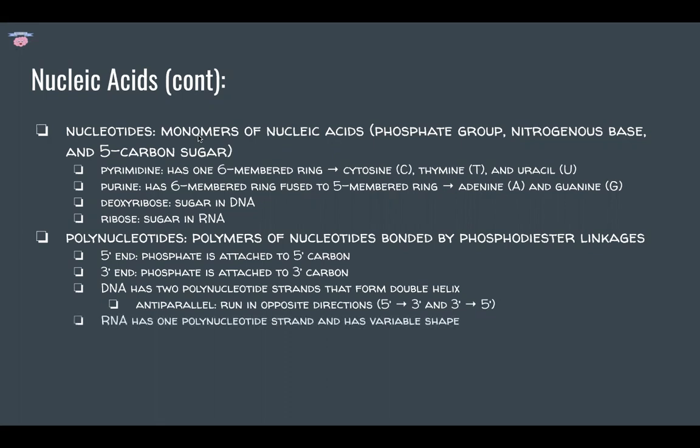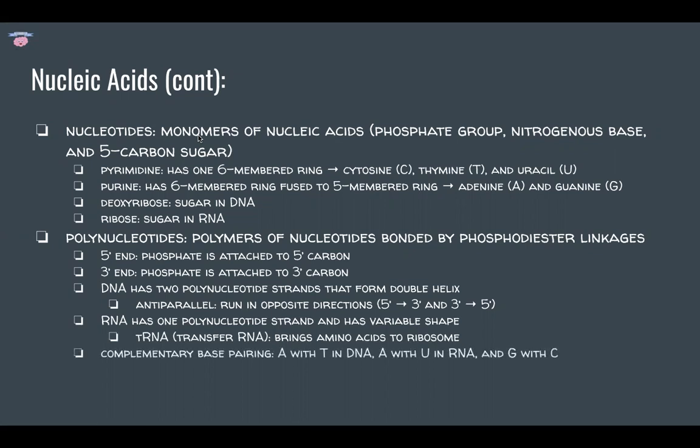RNA has one polynucleotide strand and has variable shapes. So some of them are just one strand, like DNA. Well, DNA has two, but it's a similar shape, sort of like a single helix, not a double helix. And some of them look completely weird, and that we'll talk about later, such as tRNA and rRNA. Those do not look at all like DNA. So yes, tRNA, called transfer RNA, brings the amino acids to the ribosome when it's time to create the proteins. This is one that looks completely weird.